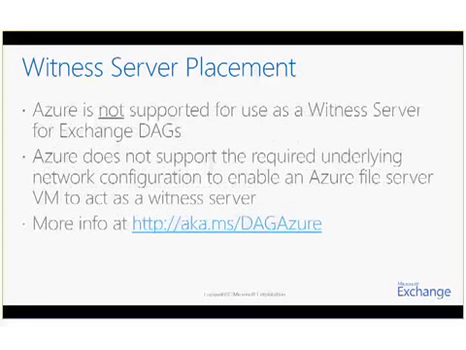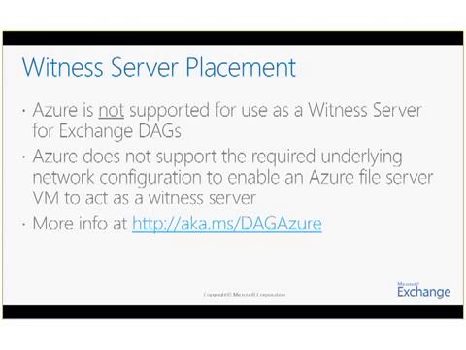Now, some folks have asked us about using third locations such as infrastructure as a service. So an example of that would be using Windows Azure. We have been looking into this, but currently, as of today, Azure is not supported for use as a witness server for Exchange DAGs. The simple reason for that is it simply doesn't support the underlying network configuration that we need for using an Azure file server VM as a witness server. I've got a blog post out there that explains exactly what the limitations are.